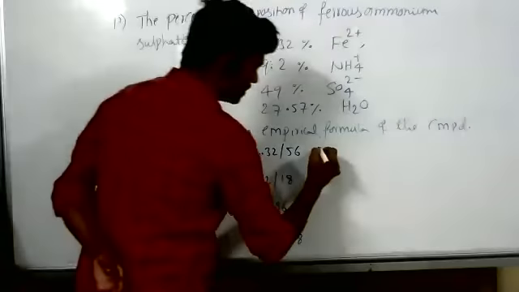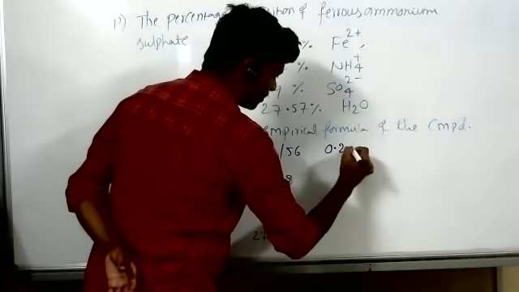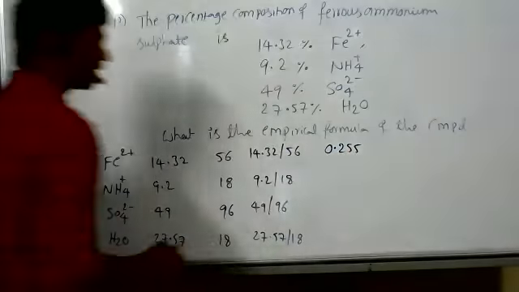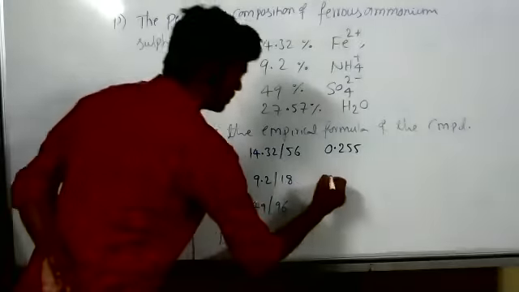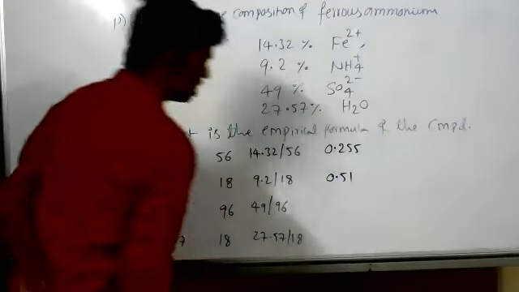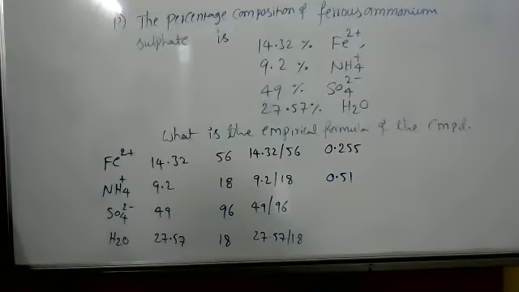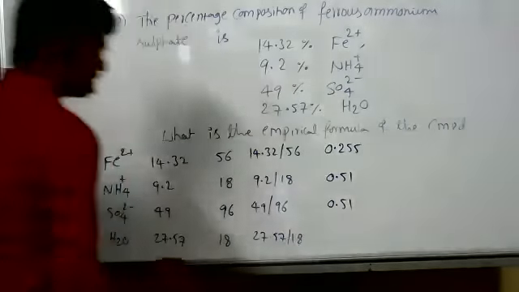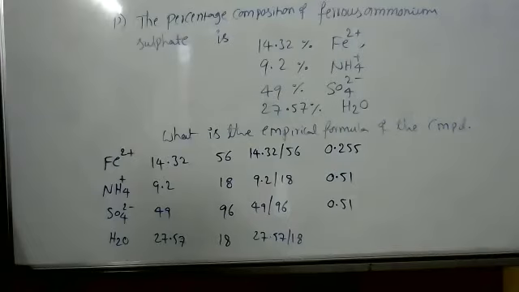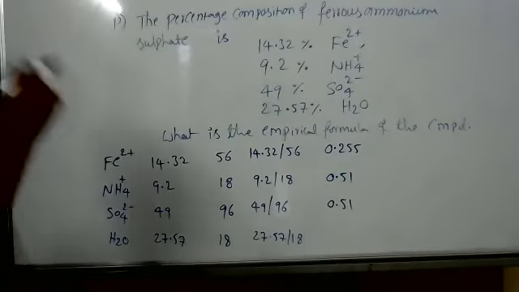This is 0.255 number of moles. Next, 9.2 divided by 18 is 0.51. Next, 49 divided by 96 is also almost the same, 0.51. Next, 27.57 divided by 18 is 1.53. Okay, 1.53.